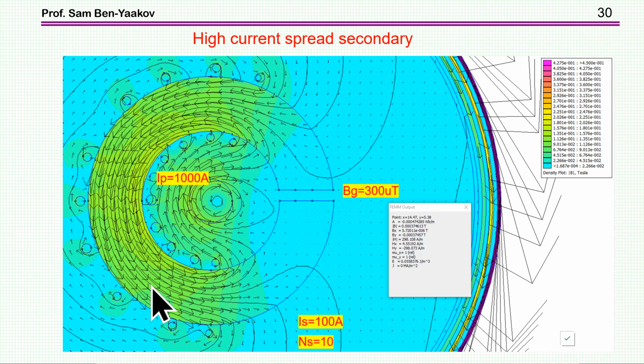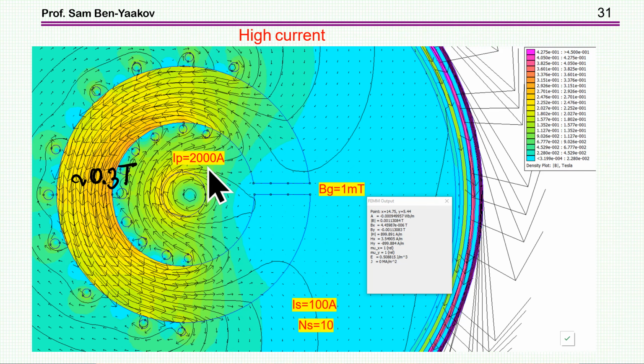So here is the case with the spread wires, 1000 amp. Still we are in good shape here. And here it's 2000. Now the magnetic flux density is building up here, and it's already getting to 0.3. Now 0.3 is pretty close to the saturation, and therefore we start to see here an error.